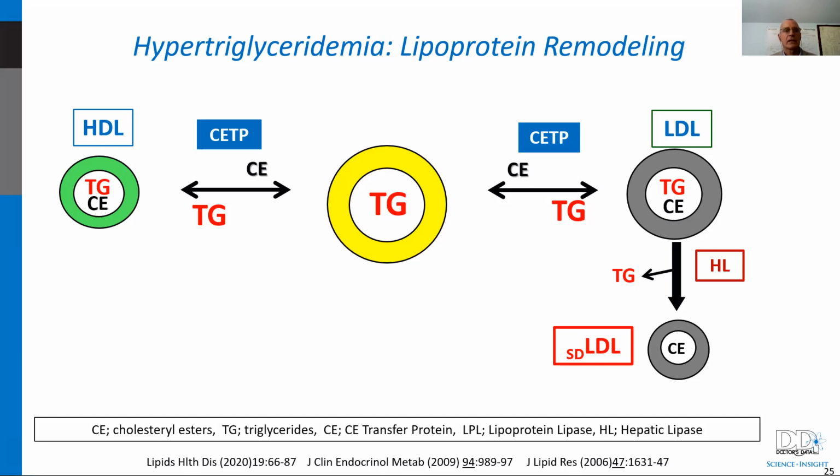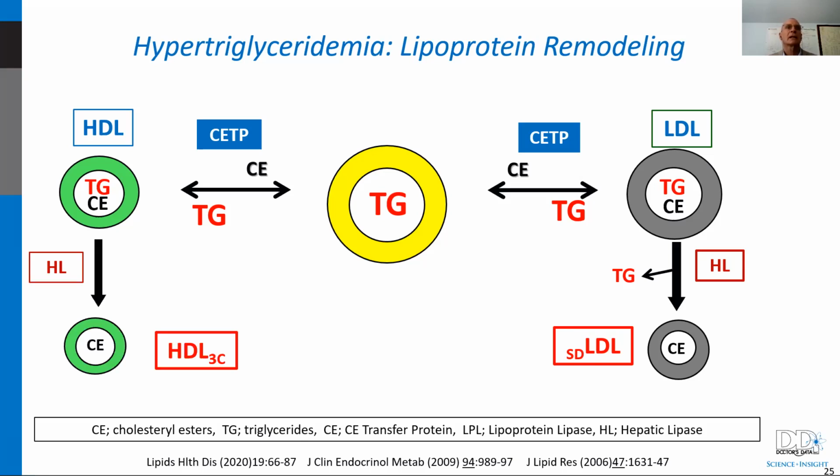Likewise, HDL is normally cholesterol ester rich, but with an expanded VLDL triglyceride donor pool size and increased cholesterol ester transfer protein activity, we see enrichment of HDL at the core with triglycerides. Again, with increased hepatic lipase activity, we see very small, dense HDL particles that are not very atherogenic.